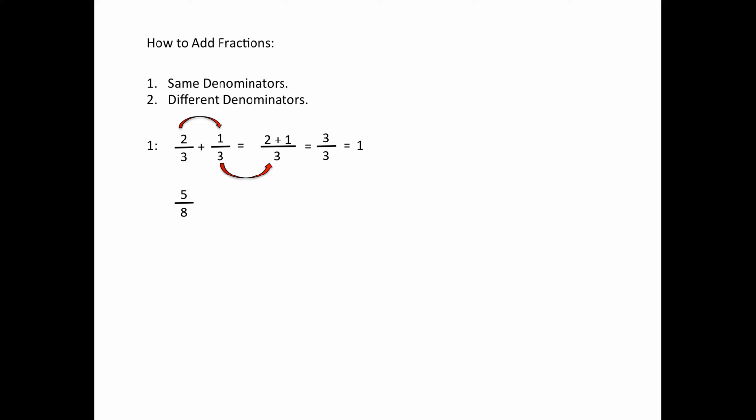Another example, 5 divided by 8 plus 7 divided by 8. Because the fractions have the same denominator, you keep the same denominator, in this case 8, and you add the numerators. 5 plus 7 equals 12 divided by 8, and you simplify, dividing by 4, and the answer is 3 divided by 2. The second type is when you have different denominators.